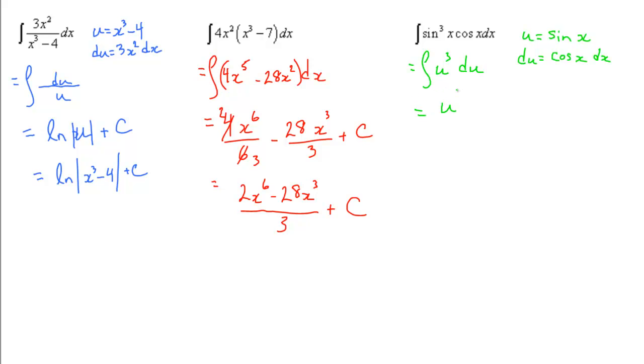which we can integrate as u to the 4 over 4 plus a constant, and now we just need to substitute back. So we get the sine to the 4 of x over 4 plus a constant.